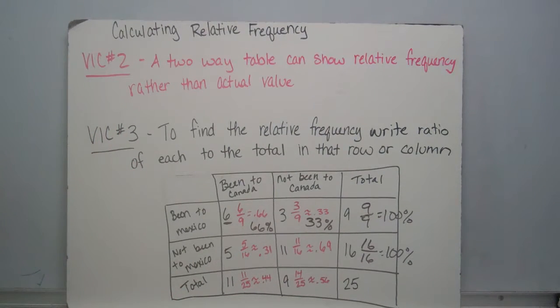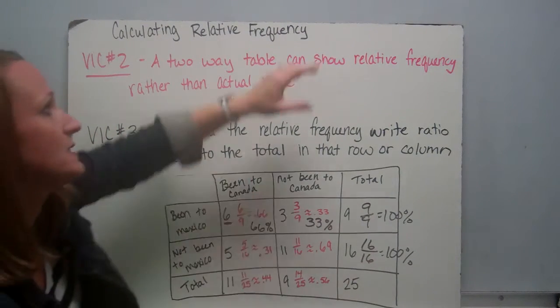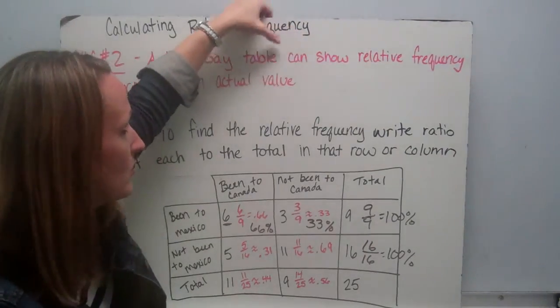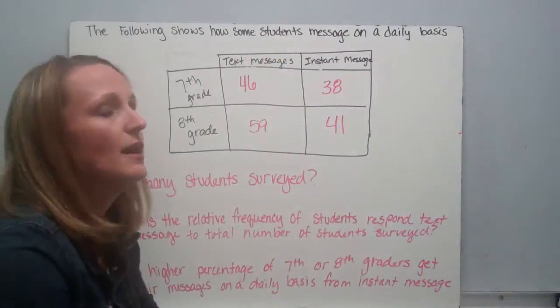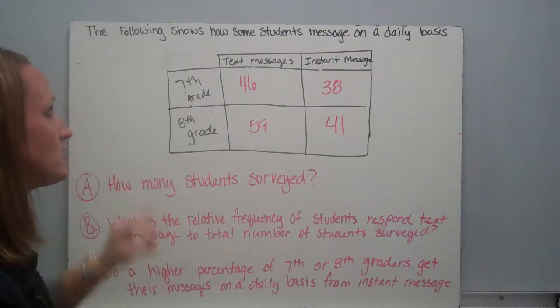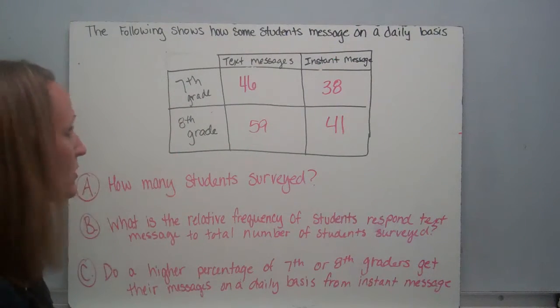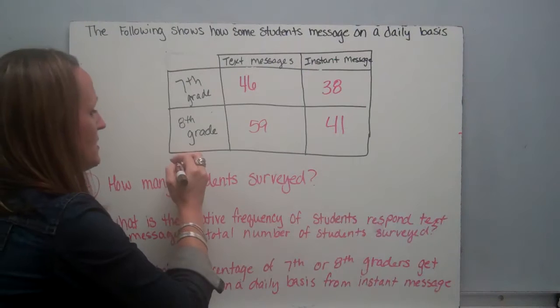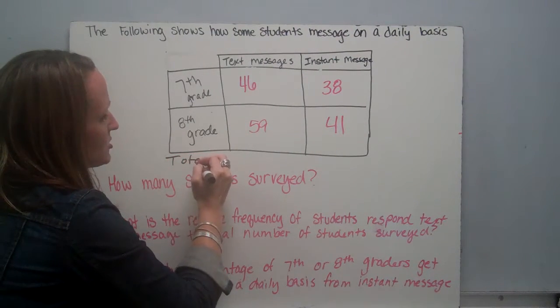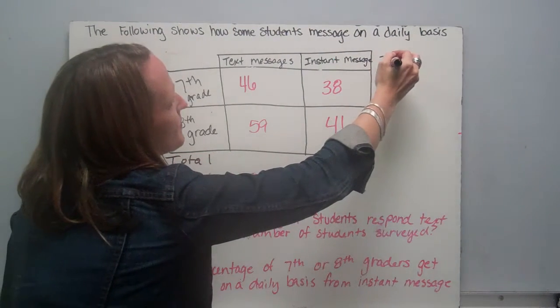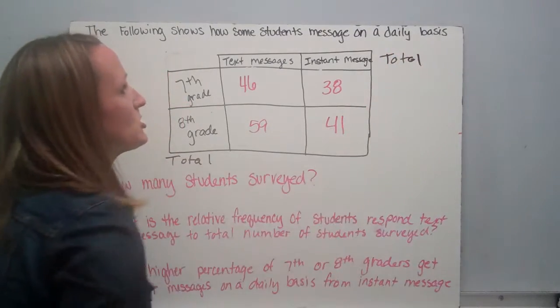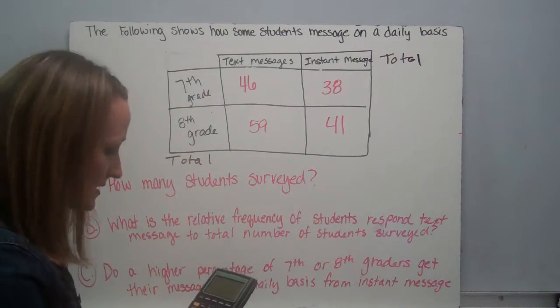So why do we want to know this? Why do we need to be able to find relative frequency? How does a two-way table help us? Well, it helps us answer questions. Notice here, I didn't give you totals. That doesn't mean you can't find them. You could add the column or you could simply write it out to the side. I'm going to start by finding my totals simply because that's going to make my life easier.